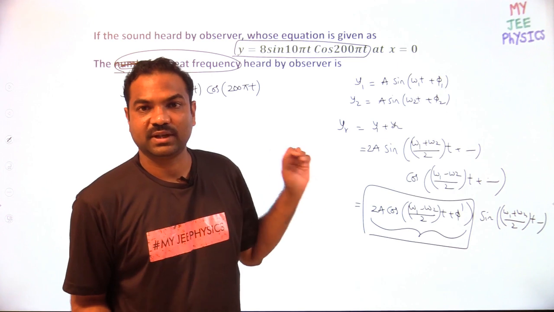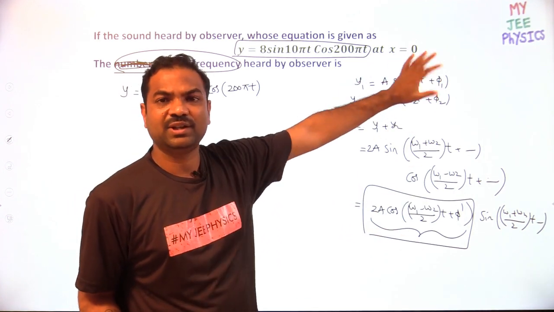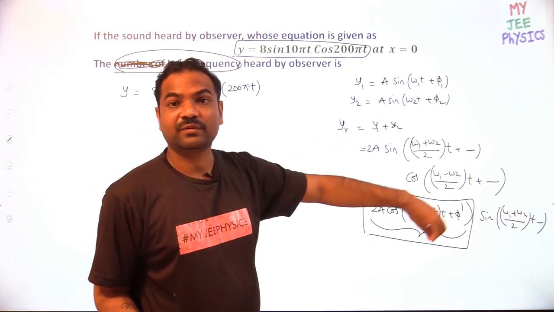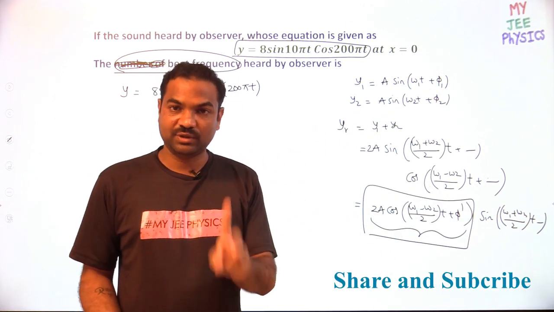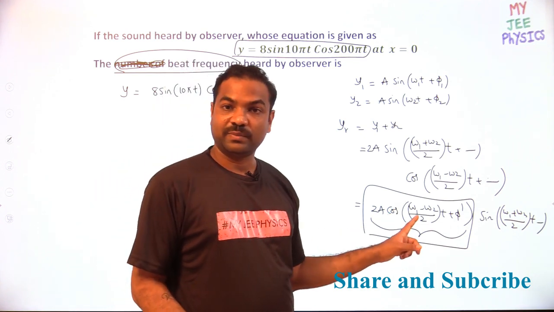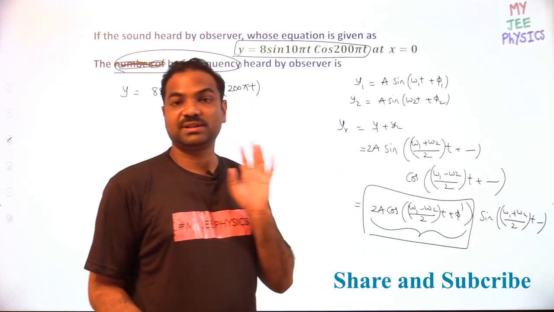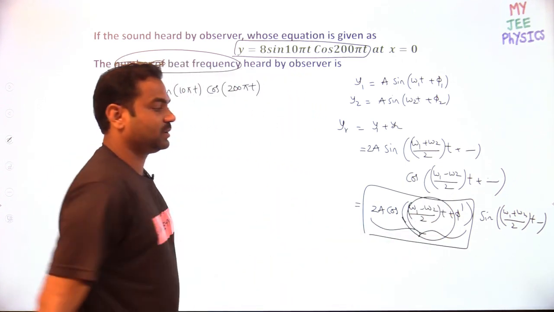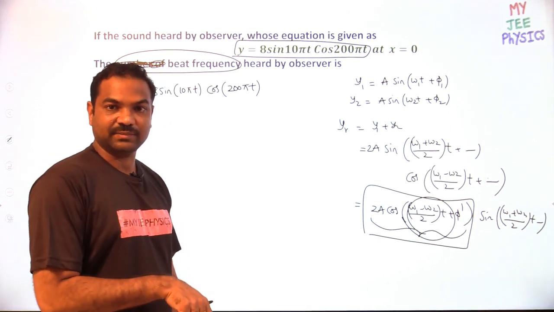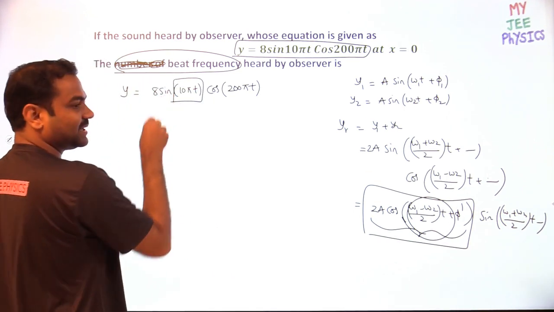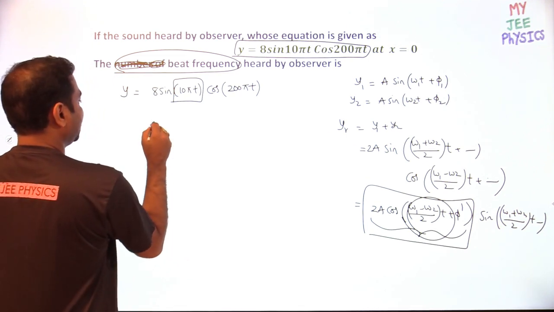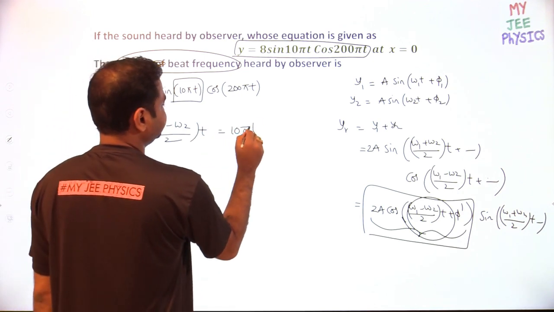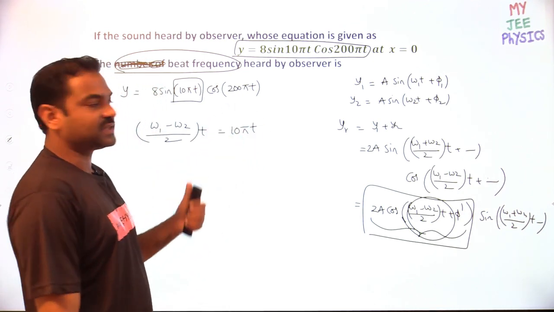Don't look at the cos and sine. It all depends on what individual wave equations you have taken. I'm not talking about the individual wave equations and the format of sine and cos. I'm talking about only two formats, omega 1 minus omega 2 by 2 and omega 1 plus omega 2 by 2. Which will decide the beat frequency? Omega 1 minus omega 2 by 2 into t, which is the smaller number. So here the smaller number is 10 pi t. So omega 1 minus omega 2 by 2 into t should be equal to 10 pi t, which will decide the beat frequency.